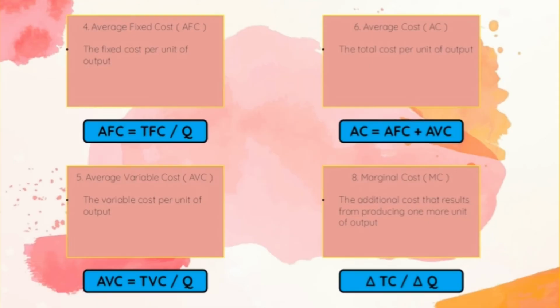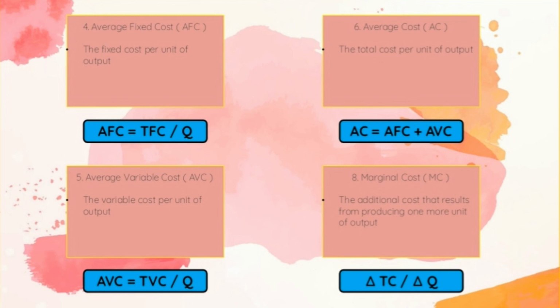Average fixed cost or AFC. The fixed cost per unit of output. AFC equal TFC divided by quantity. Next, average variable cost or AVC. The variable cost per unit of output. AVC equal TVC divided by quantity.